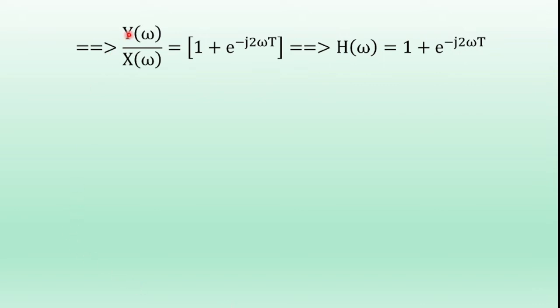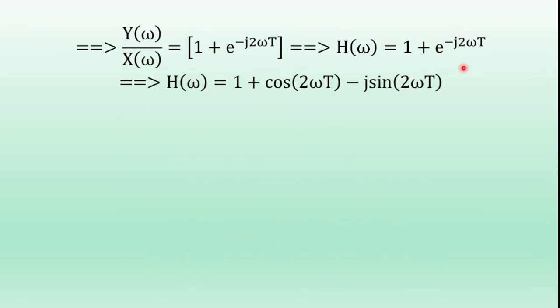y of omega by x of omega is called the system function or transfer function h of omega. Therefore, the transfer function of the system is h of omega equals 1 plus e power minus j omega t. Using the Euler identity, e power minus j x is cos x minus j sin x, so e power minus j 2 omega t is cos of 2 omega t minus j sin of 2 omega t. On the RHS, 1 plus cos of 2 omega t is the real part and sin of 2 omega t is the imaginary part.